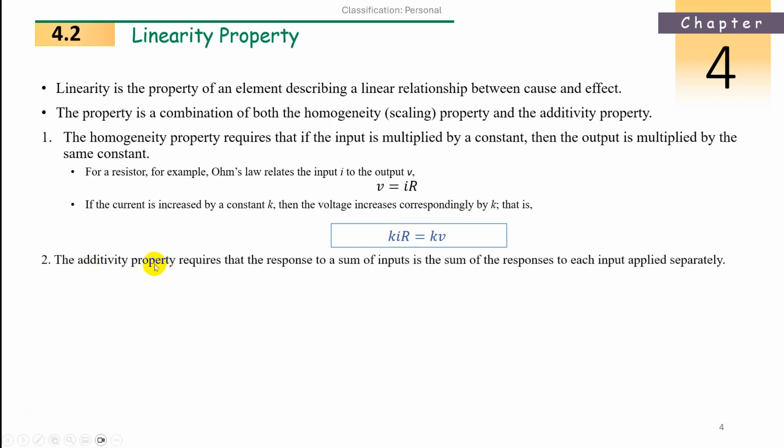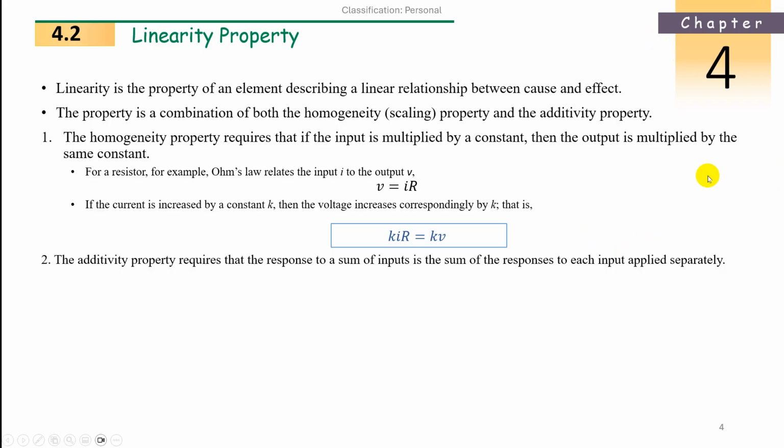Next, the additive property. What is the additive property? It requires that the response to a sum of inputs is the sum of the responses to each input applied separately. Now I have two voltages in two resistances, that is, R1 and R2 are the resistances. What is the voltage drop in them? It is nothing but IR1 and IR2 if they are in series. If they are connected in series, the current is the same I. So IR1 is one voltage, and IR2 is the second.